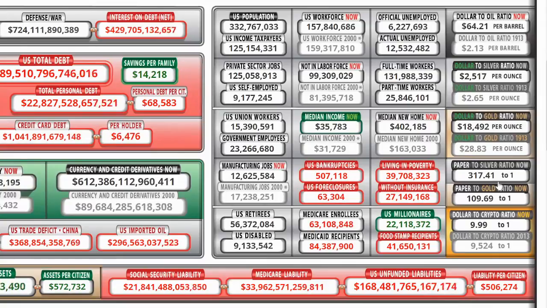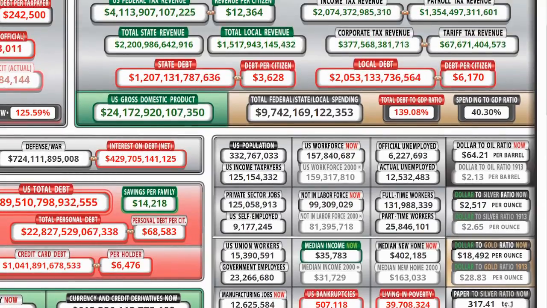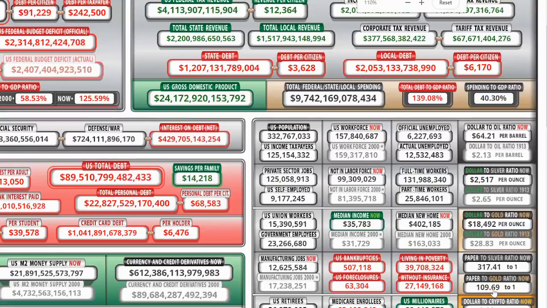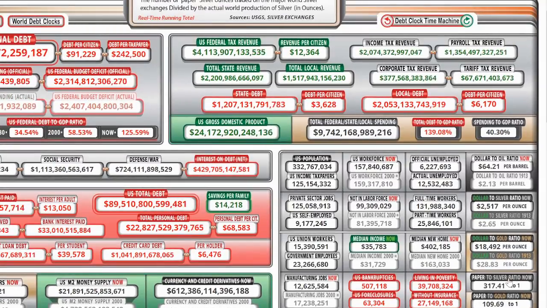We can see that the paper to silver ratio has actually increased here. It's 317.41 to 1. And it's pretty crazy. We're going to have to kind of zoom out to kind of see exactly what that means here when we look at the definition of it.